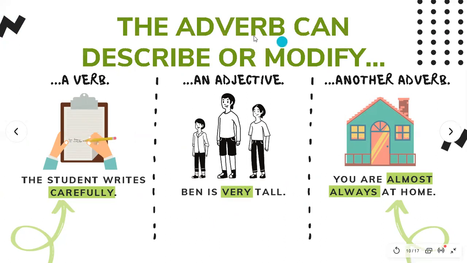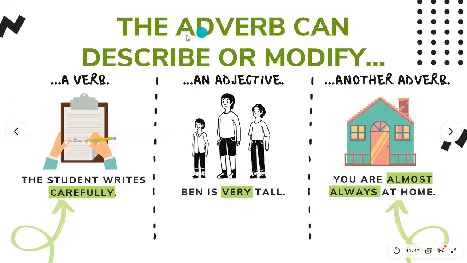What is it? So, the adverb can describe or modify. Un adverbio puede describir o modificar. Es una palabra que nos ayuda a describir o modificar ¿qué cosa? Modificar o describir un verbo, a verb, un adjetivo, an adjective, o otro adverbio, another adverb. So let's see the examples.